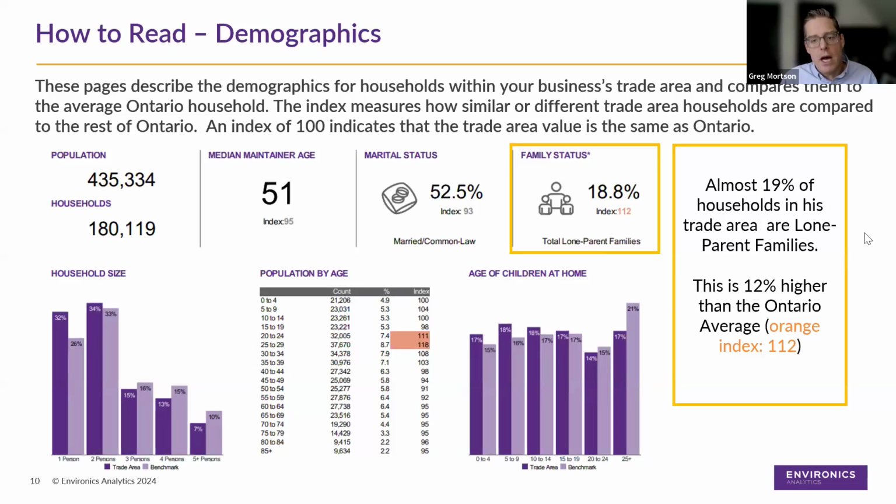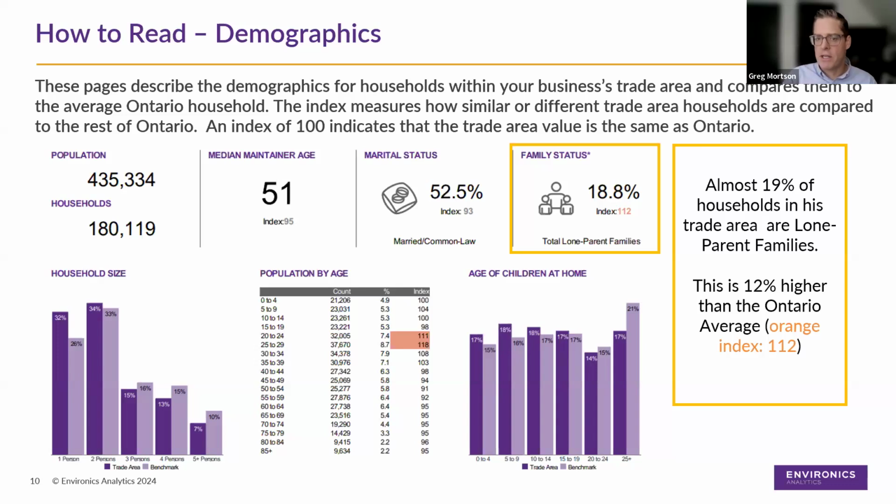So the next really important concept here is indexes and how indexes are used within these reports. And this is probably as complicated as it gets, so it doesn't get too detailed in a lot of the methodologies behind this, but indexes are an important measure here. So, for example, if we look at the yellow box here, you can see that in this trade area that I talked about how we defined, or the area around my business, we can see that 18.8% of the households consider themselves lone parent families.